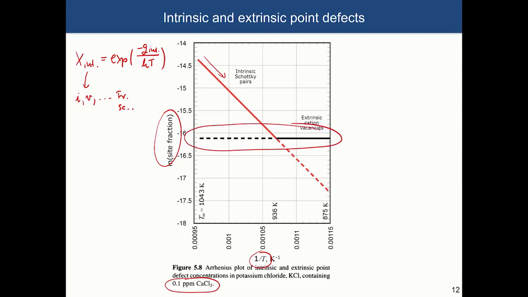So what that tells you is that at room temperature, so the room temperature, so this would roughly correspond to 680 degrees. So the room temperature would be somewhere on the right-hand side.